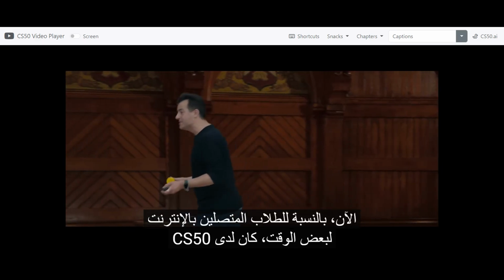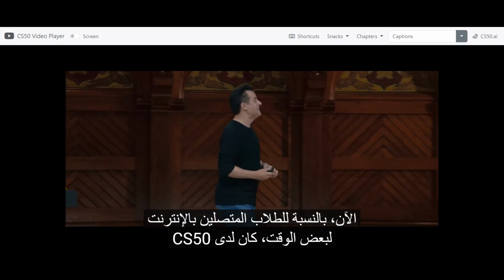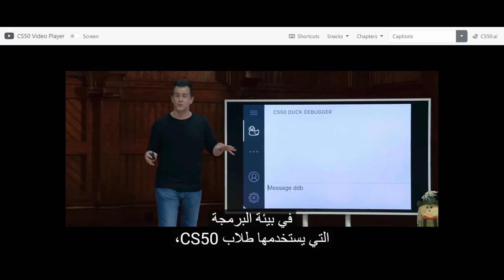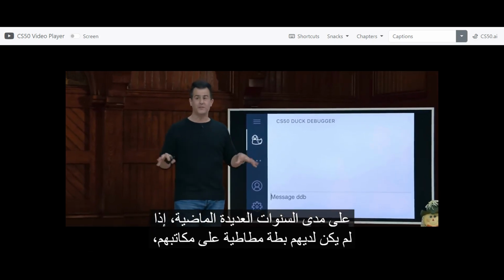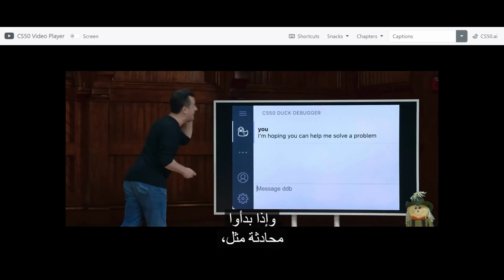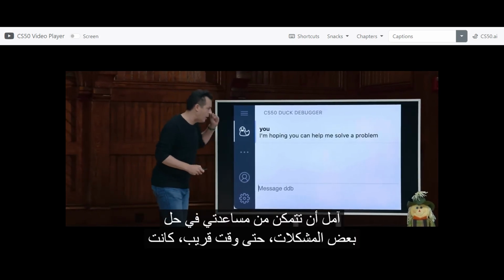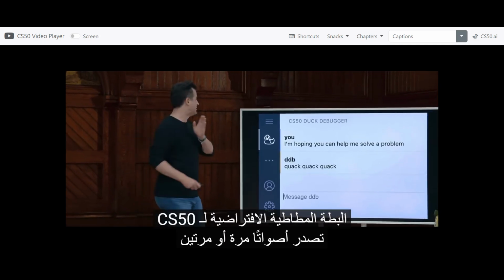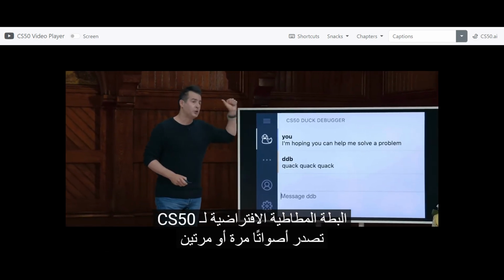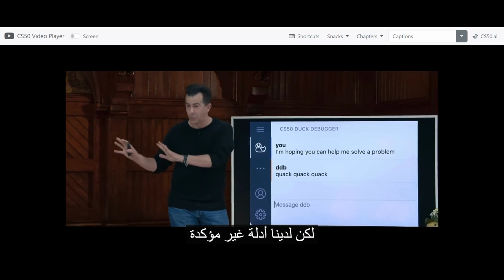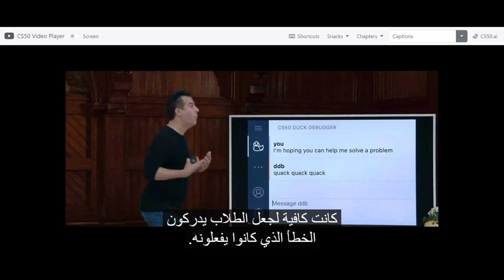Now, for students online for some time, CS50 has had a digital version thereof, whereby in the programming environment that CS50 students use, for the past several years, if they don't have a rubber duck on their desk, they can pull up this interface here. And if they begin a conversation like, I'm hoping you can help me solve some problem, up until recently, CS50's virtual rubber duck would simply quack once, twice, or 3 times in total. But we have anecdotal evidence that that alone was enough to get students to realize what it is they were doing wrong.